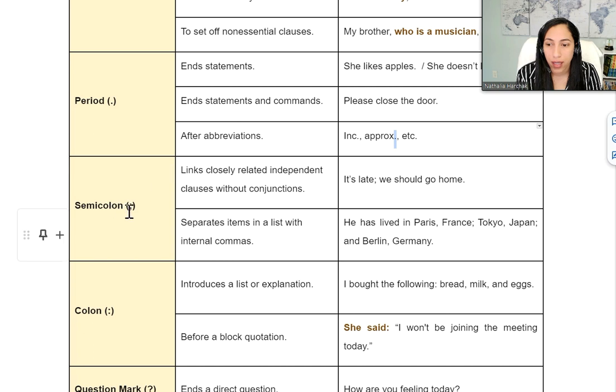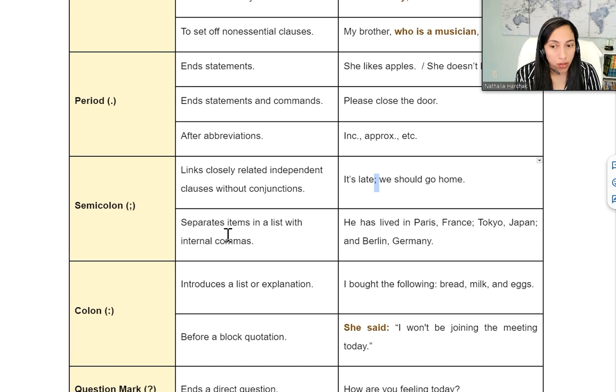Semicolon. A semicolon links closely related independent clauses without conjunctions. So, for example, I could say, it's late, and because of that, we should go home. But if I don't want to say "and," I can basically just connect these two independent clauses by using a semicolon. It's not that hard. You just need to remember that they have to be related, okay?